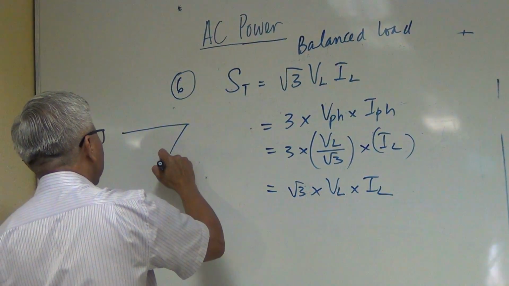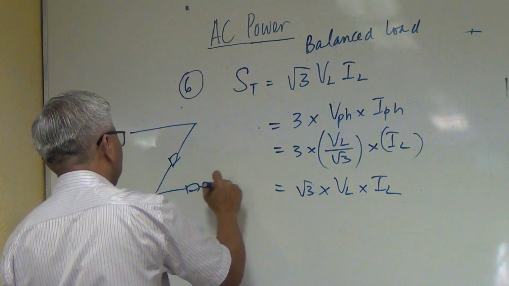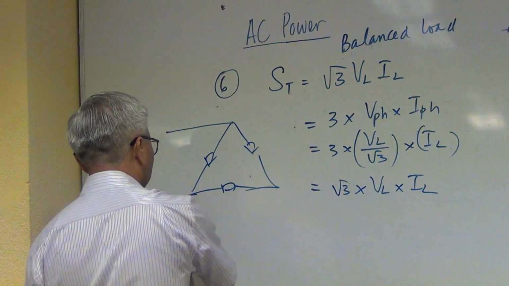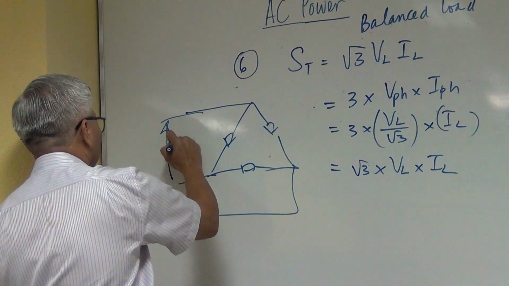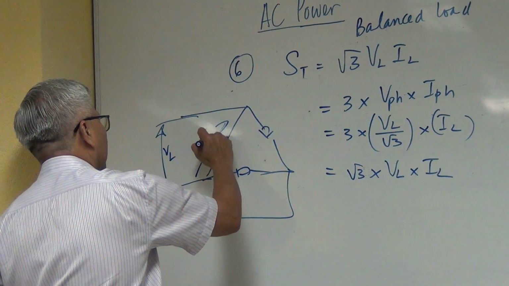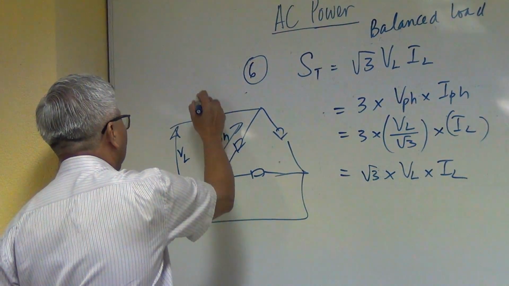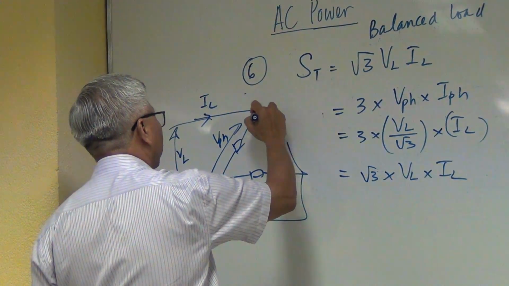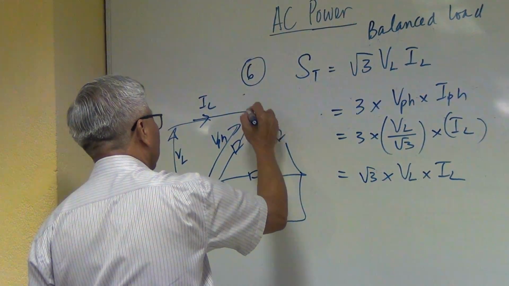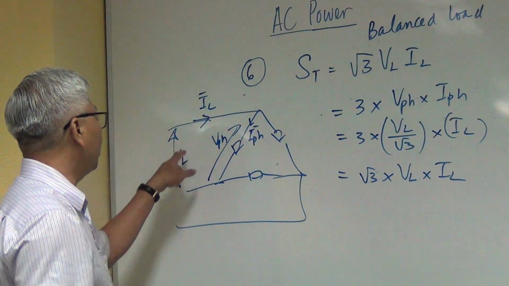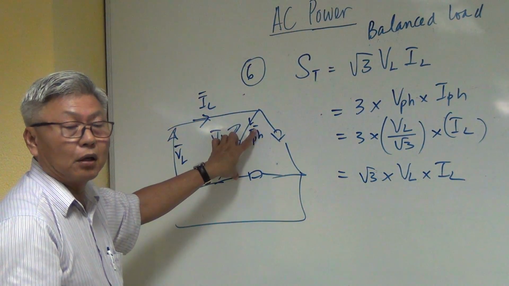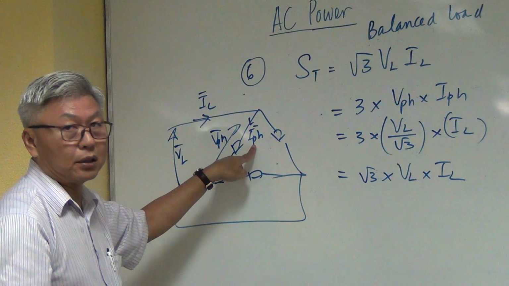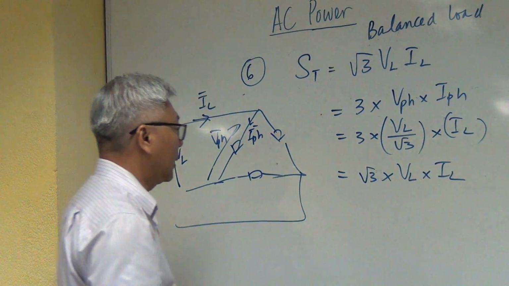Now, if it is a delta system, okay, this is the line voltage, this is the phase voltage, this is the line current, and this is the phase current. Right? Now, you must agree with me that the line voltage and the phase voltage are the same, whereas line current and phase current are not the same. So let's do our mathematics.